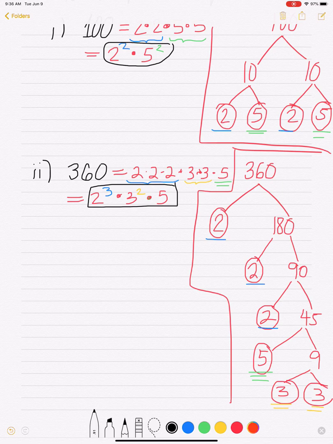So basically what we're learning to do here is take whole numbers and break them up into their more basic building blocks. So the idea is we want to be able to do this with algebraic expressions. We want to take algebraic expressions, polynomials, and break them up into their more basic building blocks.